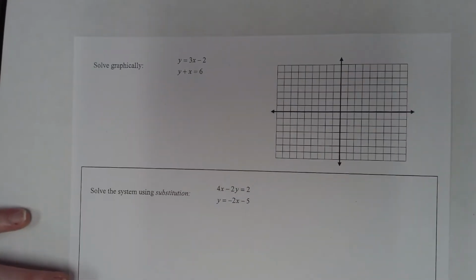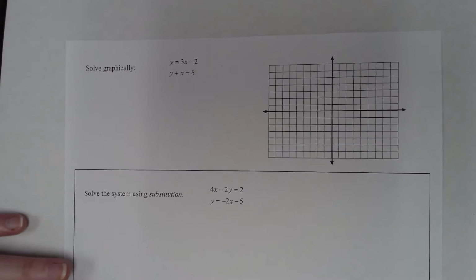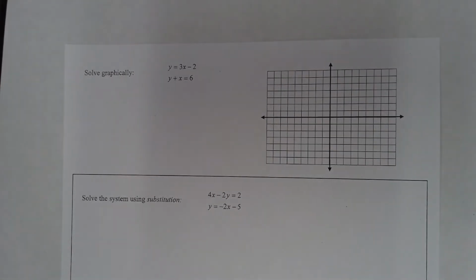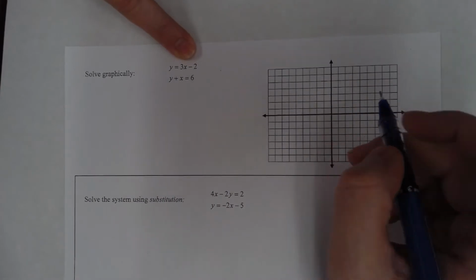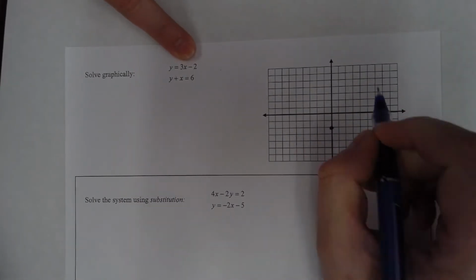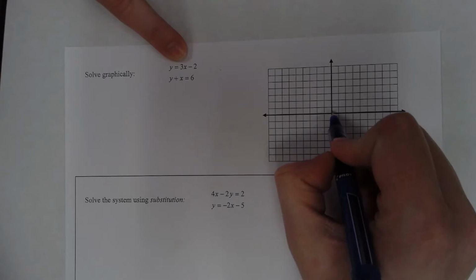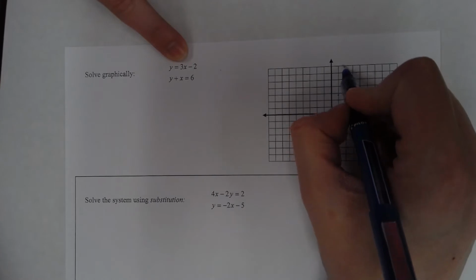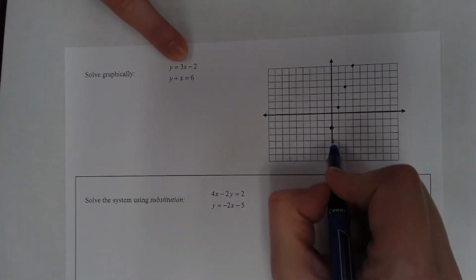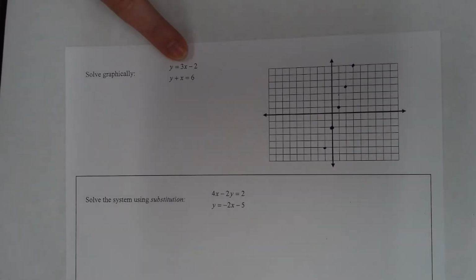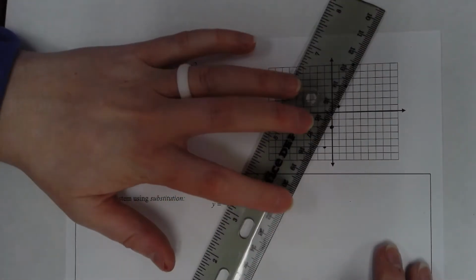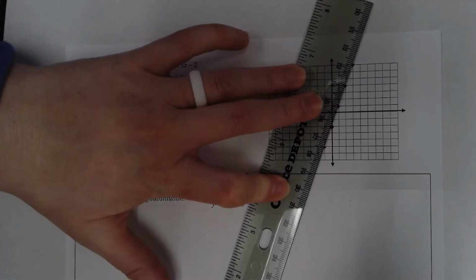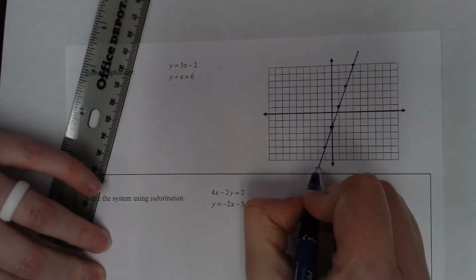So the first page in your packet, these are the problems we're going to look at together. If you have to solve it graphically, then obviously you have to use a graph. So right here, I can just graph it. I can use the y-intercept and slope. So the y-intercept is -2. The slope is 3, so I'm going to go up 3 over 1. And then I can just get my line that way. And because I have 2 lines that are going to end up on this graph paper, I need to make sure I label them, as do you.